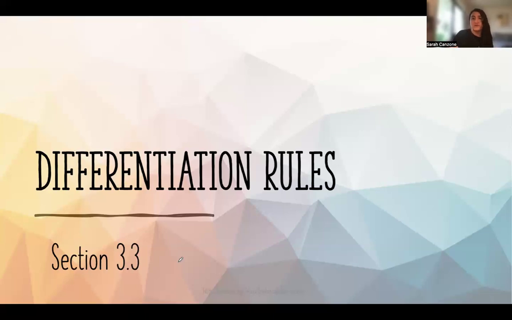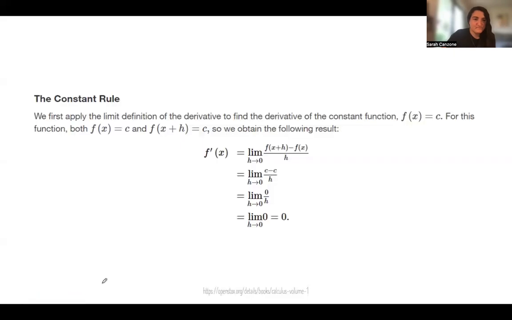So if you have any struggles at all with this, I highly encourage you to spend some time making sure you understand it, because if you're not solid on your differentiation rules, it's going to make the rest of the sections and tests and everything like that very difficult. All right, so let's jump into it.